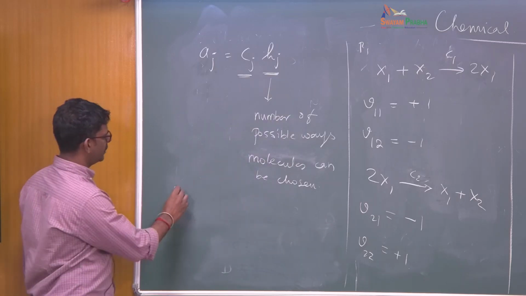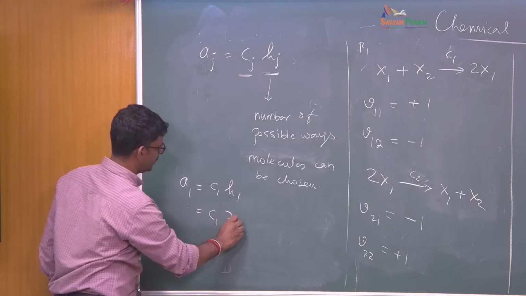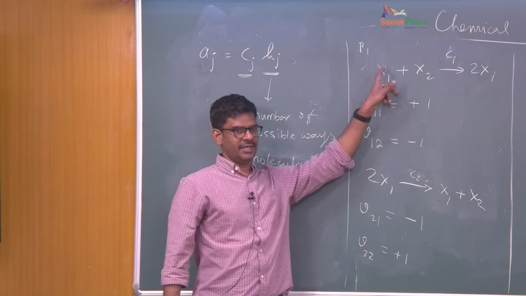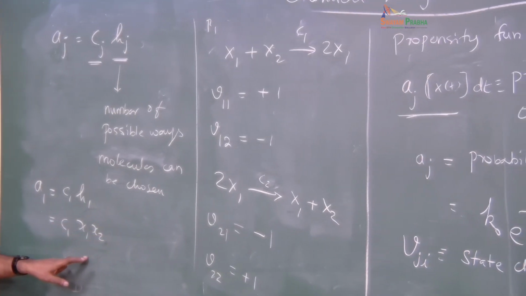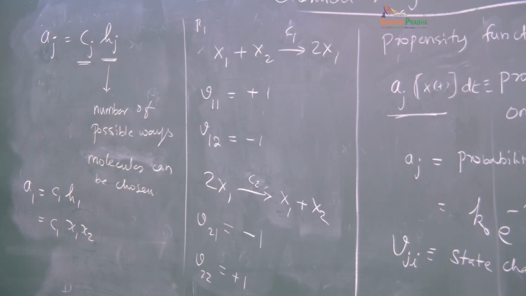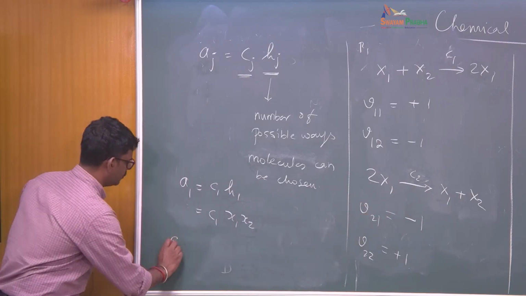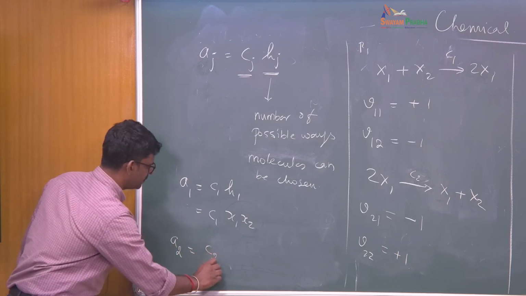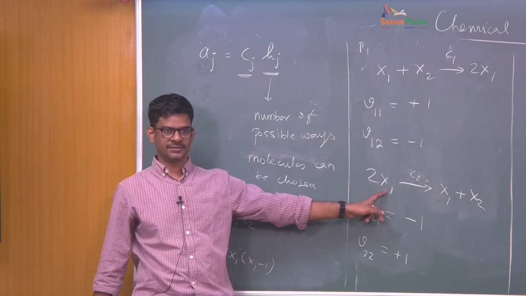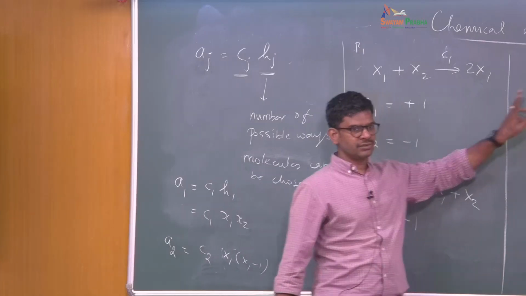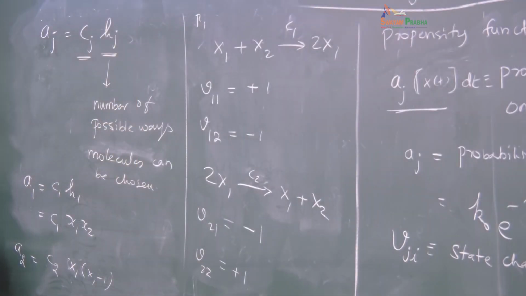So for these two reactions, we would write that A1 is equal to C1 H1, and H1 will be nothing but x1 and x2. When I have x1 molecules and x2 second species, the number of combinations of two molecules colliding is x1 times x2. So this is the number of degeneracy we have for this reaction to happen, and this C1 here is the rate constant, or the probability per unit time. If you write this for the other reaction, that would be A2: you would write C2 times x1 into x1 minus 1. This many combinations you can have for a binary collision of x1. So the propensity function that we have defined here has two components: the rate constant, C1 and C2, multiplied by the number of ways the molecules can combine for this particular reaction.